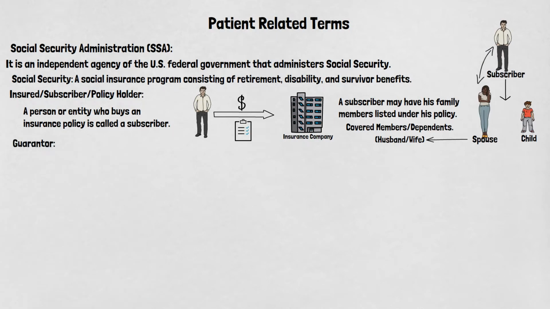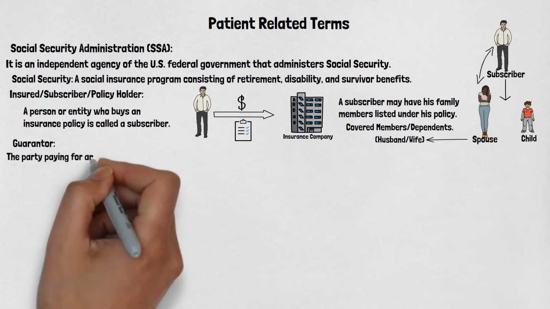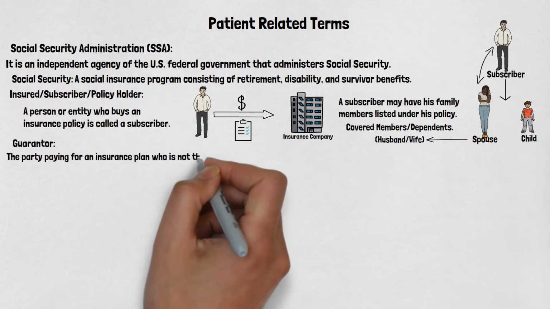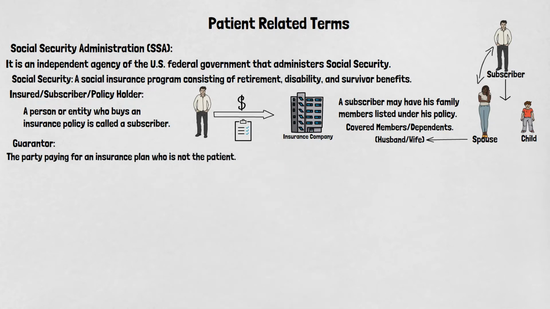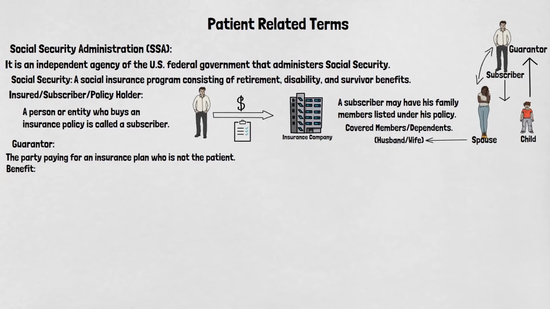Now the next term is guarantor. The party paying for an insurance plan who is not the patient. In the above example, the father will be the guarantor for the child since he is the one paying for the child's insurance plan.